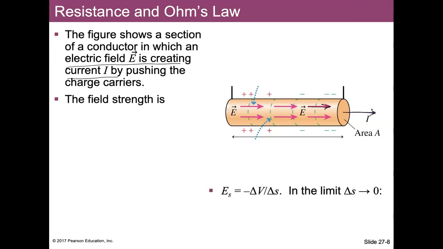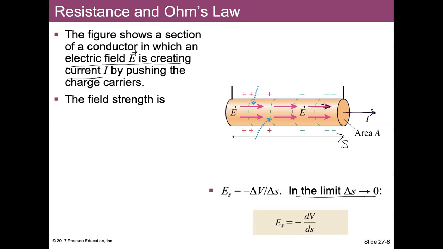Now, we know from before that the electric field is equal to negative the difference in the potential over the distance that it's traveled. So we're looking in a certain direction, going in this direction here. We'll call this our S. So if this is S in this direction, then it would be negative delta V over delta S. And of course, we remember that in the limit as delta S goes to 0, that gave us E sub S equals negative dV dS.